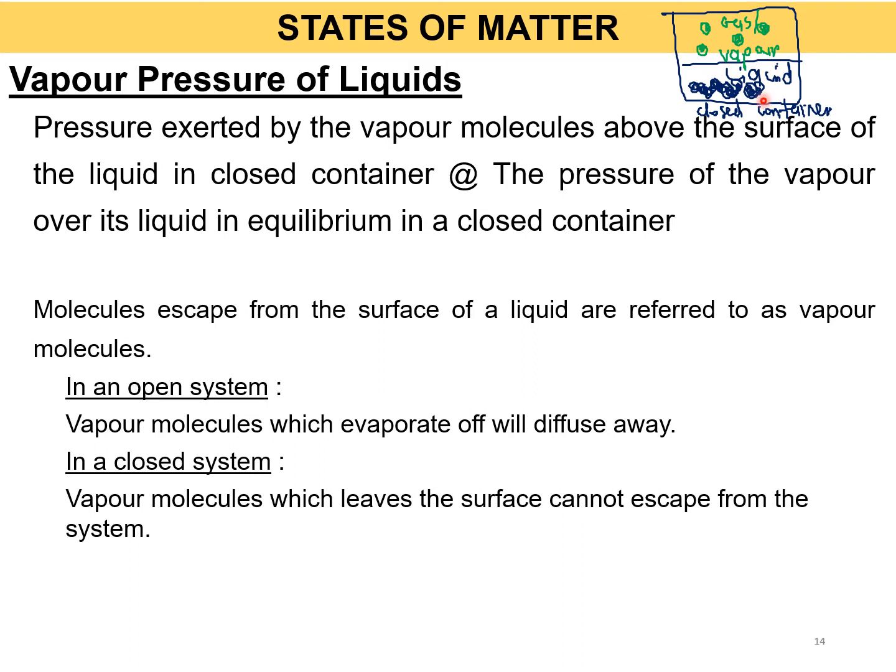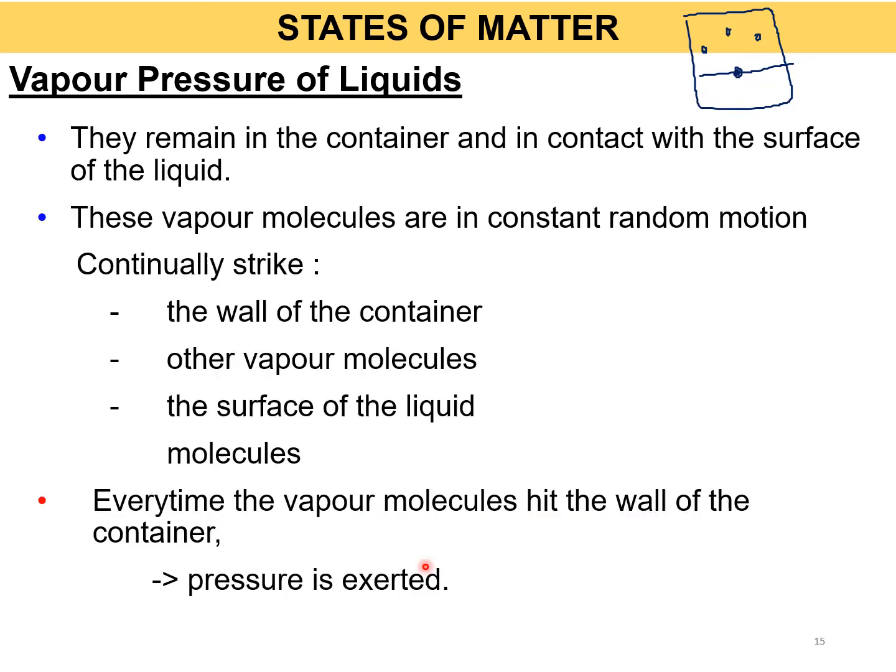Dia kena berada in a closed container. Sebab kenapa? Molecules ni boleh escape. So kalau boleh escape, tak adalah kamu boleh tahu vapor pressure ni macam mana. Okay, so it must happen in a closed system sebab these vapor molecules, dia tak akan leave the surface and also dia tak boleh escape from the system. Okay, so basically kesimpulannya vapor pressure of liquids ni terhasil sebab apa?